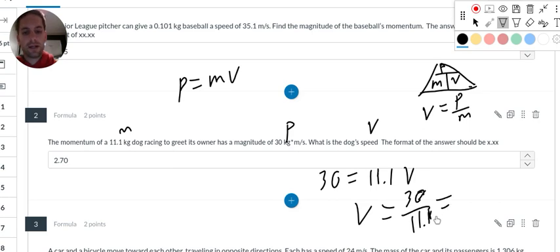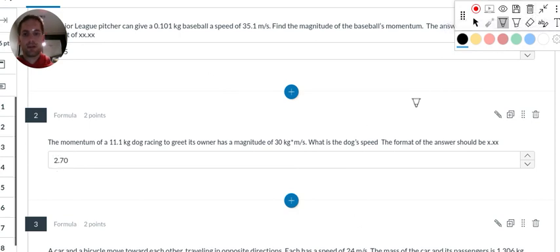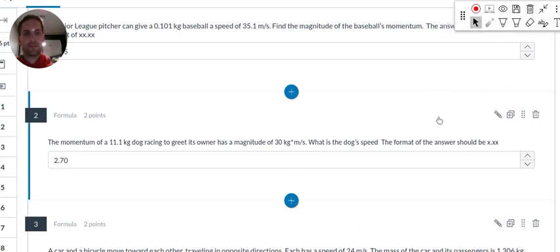So once I do that, I should get 2.701, and I only care about 2 decimals, and that's a 1, so I drop that. I get 2.70, and that is meters over second, because it's a speed. Number 3.